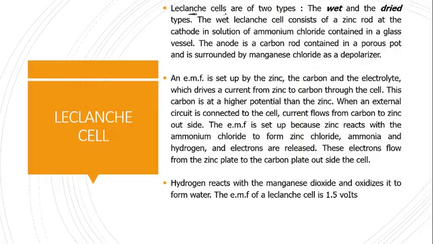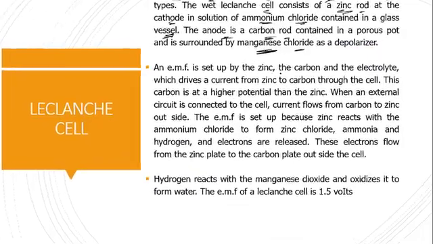Now, when it comes to simple Leclanche cells, we have two types: the wet Leclanche cell and the dry Leclanche cell. The wet Leclanche cell consists of a zinc rod as the negative electrode in a solution of ammonium chloride, which is contained in a glass vessel. The positive electrode, on the other hand, is a carbon rod contained in a porous pot surrounded by manganese chloride, which serves as a depolarizer that helps to prevent polarization.